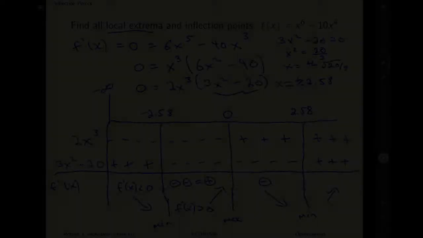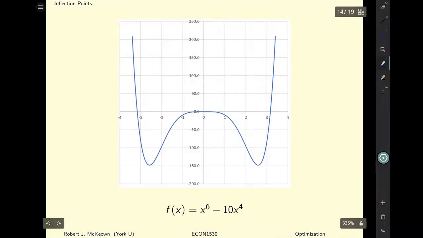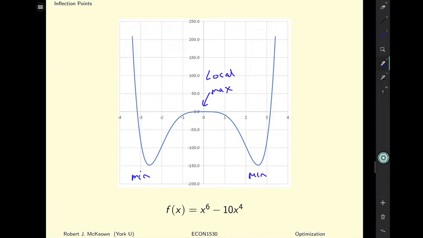So we have two minimums and a maximum. If I look at the graph as it's drawn, I get an image that looks like this. And you can see that we do indeed have two minimums when x is equal to negative 2.58 and when x is equal to positive 2.58. And we have a maximum when x is equal to 0. A local max, of course, just a local max. But that's what the question was asking us to find.